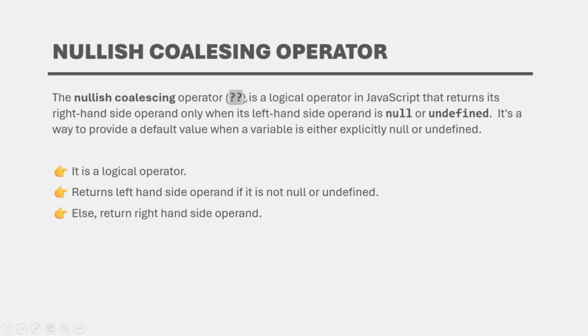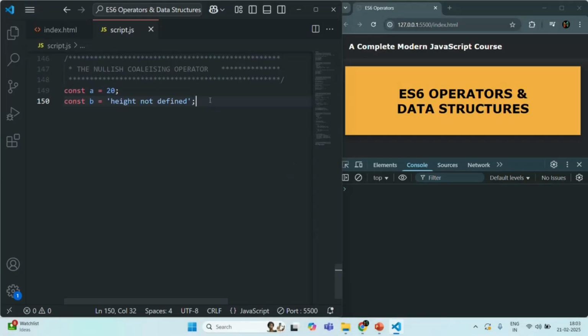So basically the nullish coalescing operator is a logical operator which returns the left hand side operand if it is not null or undefined. Otherwise, it returns the right hand side operand. Let's try to understand it with an example. So here I have created two variables a and b. a is stored with the value 20 and b is stored with a string value "height not defined".